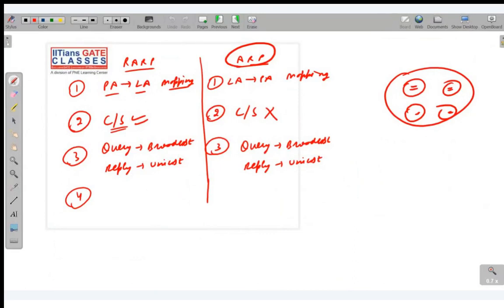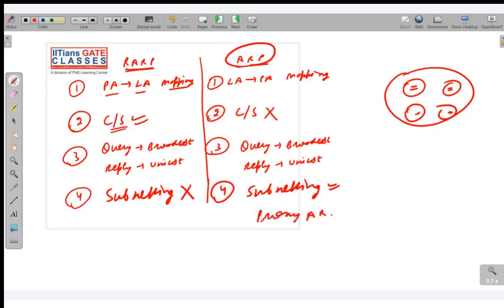Okay, so for RARP, what we were saying is that it cannot be used in subnetting, but ARP can be used in subnetting. That is a very important point. This has been asked in GATE: which protocol can be used in subnetting? ARP can be used, but RARP cannot be used. And in subnetting we are using proxy ARP. Proxy means the router will reply with its physical address.